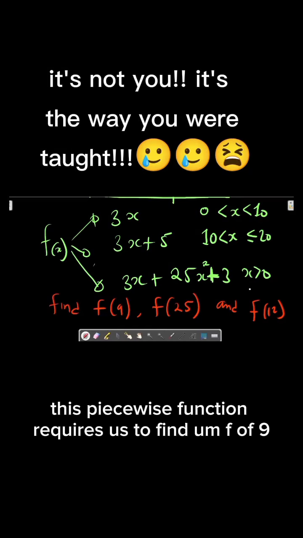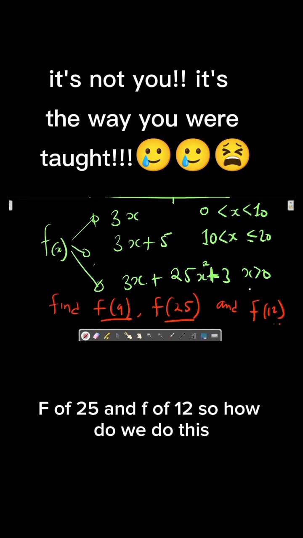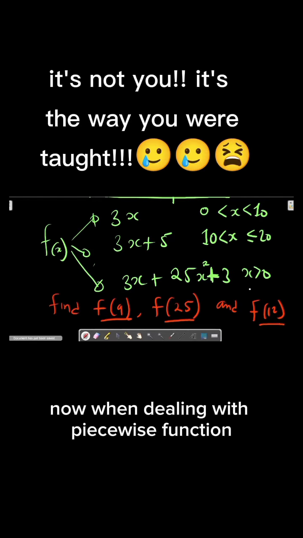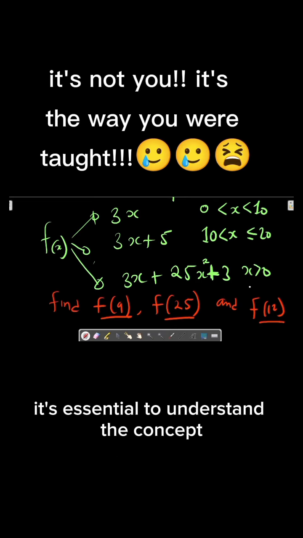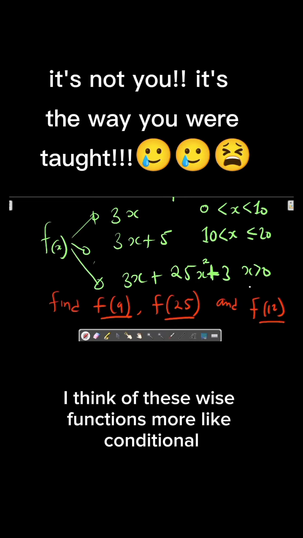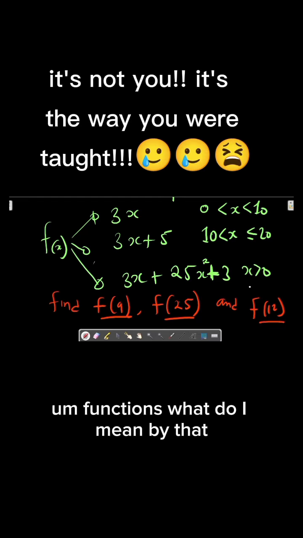This piecewise function requires us to find f of 9, f of 25, and f of 12. So how do we do this? Now, when dealing with piecewise functions, it's essential to understand the concept. I think of piecewise functions more like conditional functions.